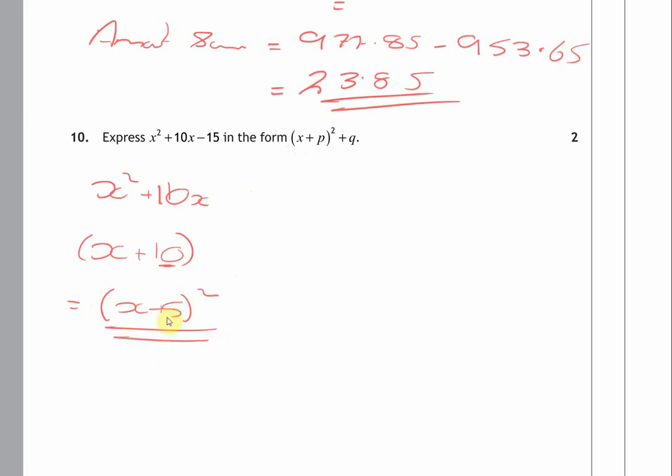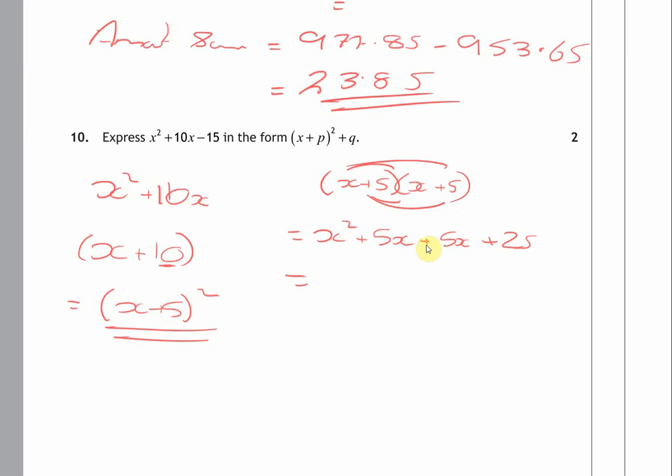So what that tells us is that the value of p is now 5. Now in order to determine the value of q, what we need to do is multiply out this bracket and then do some comparing. So we'll have x plus 5 times x plus 5. Now we can use FOIL to break this double bracket. So we'll get x squared plus 5x plus 5x plus 25. Now we'll combine these terms, so we'll get x squared plus 10x plus 25.